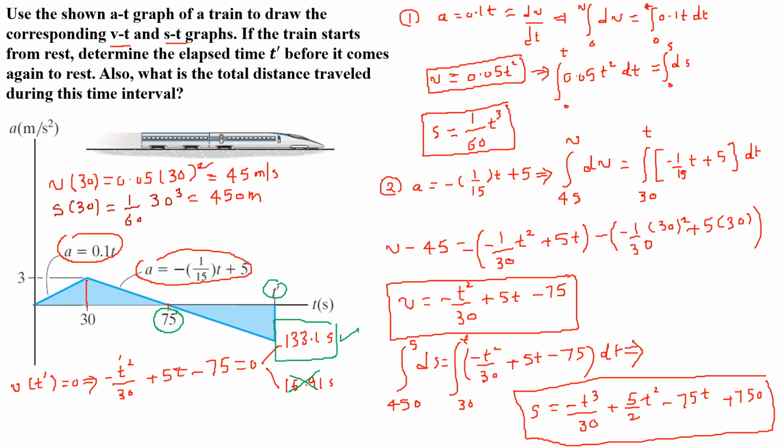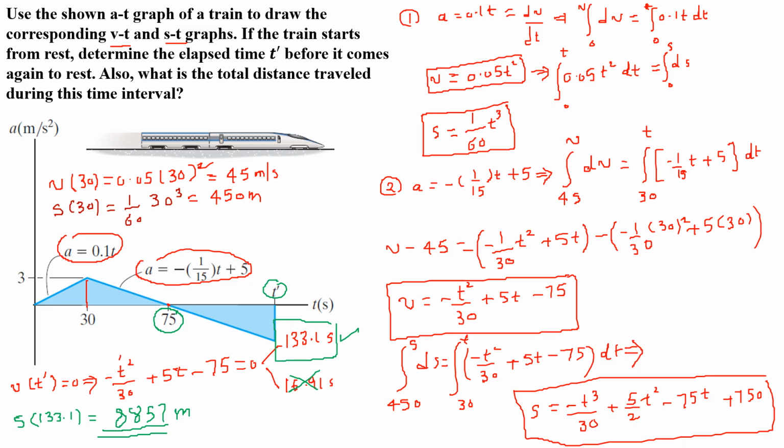So let me just do this: replace the time in the s function by 133.1. Replacing that here, I got 8,857 meters. So that's the total distance the train traveled. Of course, it's a very fast train.